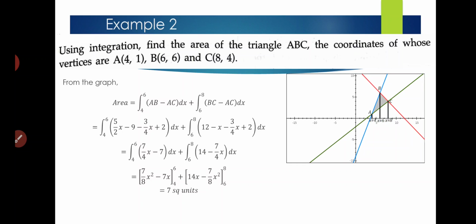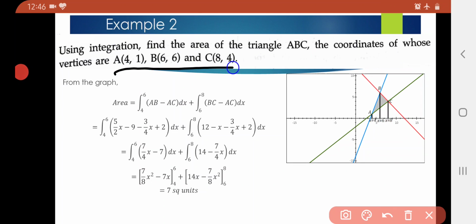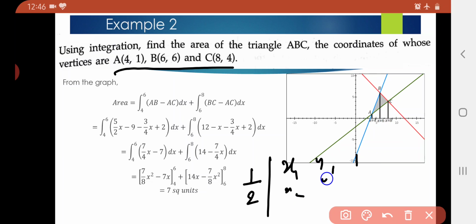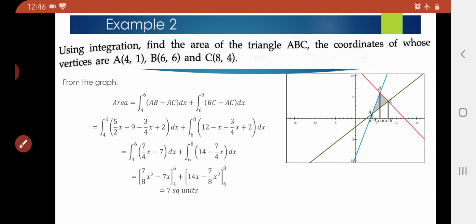Now obviously if you want to verify whether you have got the correct answer or not, you can always do what? You are already given these 3 points. You can use the point formula for finding the area of a triangle, or you can use the determinant formula as well, that is half of the determinant with rows x1 y1 1, x2 y2 1 and x3 y3 1. So you can make use of this to verify if you have got the right answer or not. Fine. So that's it. This is problem number 2.